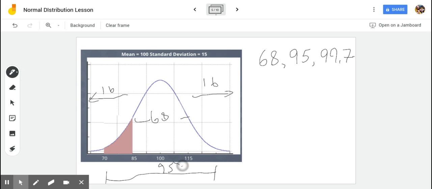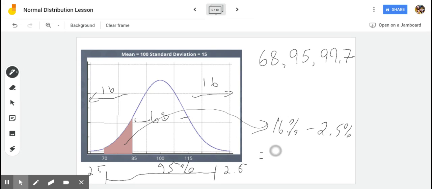Then, same idea, we know that 95% lie between here and here. So this is 95. In that case, we know that 2.5 have to lie here and 2.5 have to lie here. So this is 95% of the data, which means this is 2.5 and this is 2.5. If this is 16, I'm just going to shade that in, and this is 2.5, then we know that this area here would have to be 16% minus 2.5%, which is a total of 13.5%.